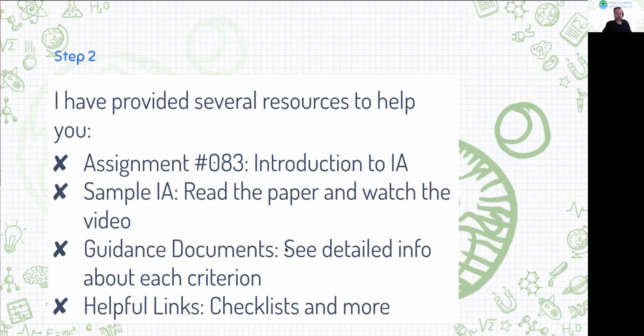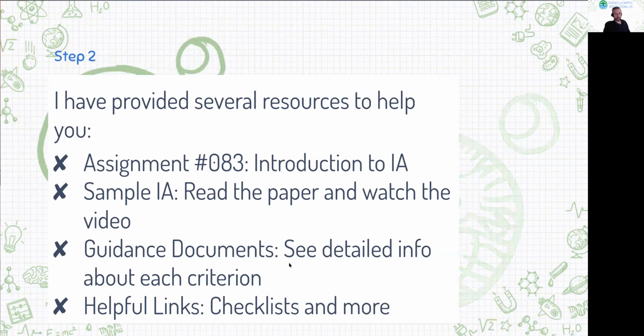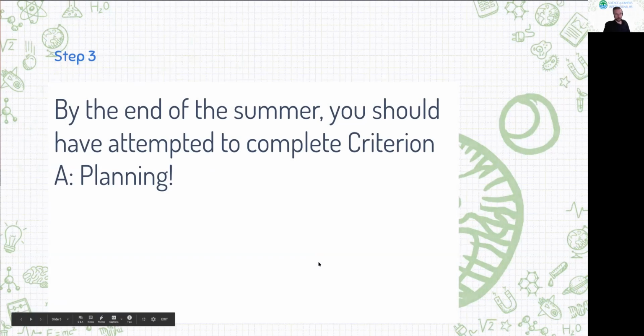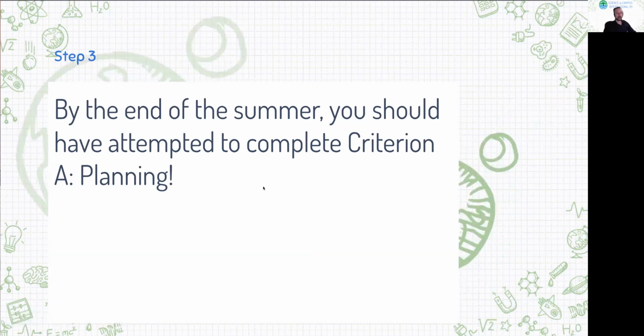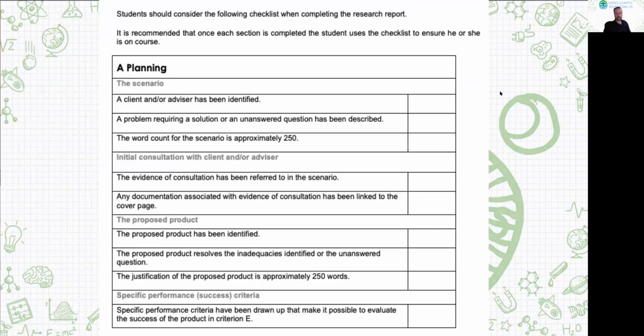Look through the guidance documents. There's detailed info about each criterion. For the summer, I want you focused on criterion A. And then under helpful links, there's a bunch of checklists and all sorts of other resources. As I said, by the end of the summer, I want you to have attempted to complete criterion A, planning. Right? And we can talk about this real quick.